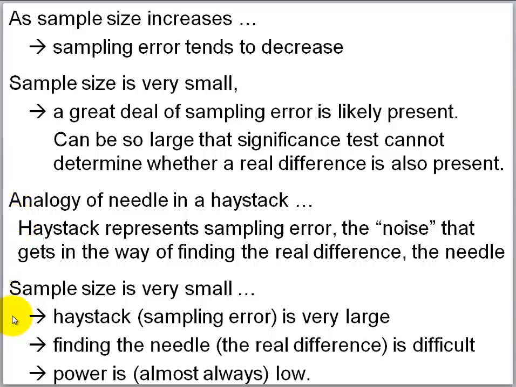So in essence, when sample size is very small, the haystack, which is to say the sampling error, can be very large. In this situation, finding the needle, which represents the real difference, the size of the real difference, if any, is difficult. So in this situation, power is almost always low. In other words, it's difficult to find the needle. It's difficult to get that large amount of sampling error, the haystack, out of the way.